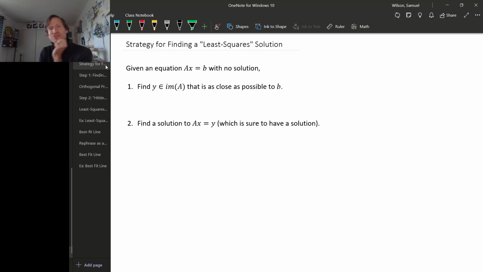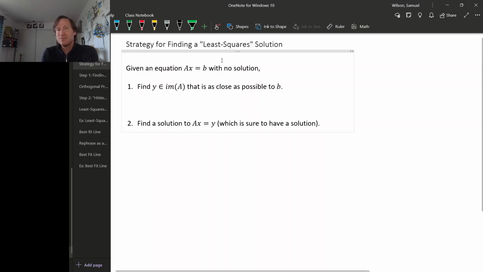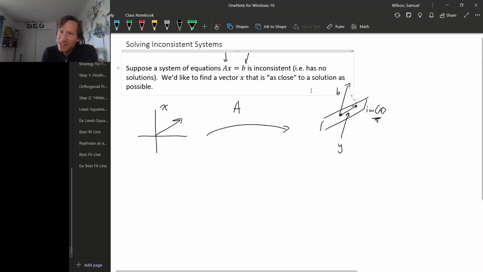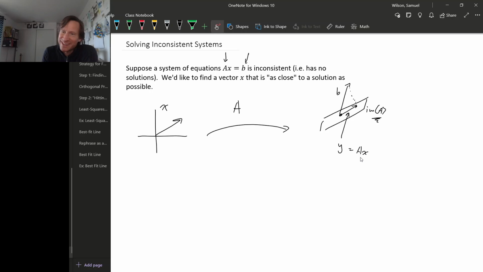So that's our strategy for solving this sort of inconsistent system, and this is usually called a least squares solution because this situation is going to minimize the distance between Ax, right? y is really Ax if we can find x. y is Ax. So this situation is going to minimize the square of the distance between Ax and b, and so that's why it's called least squares.